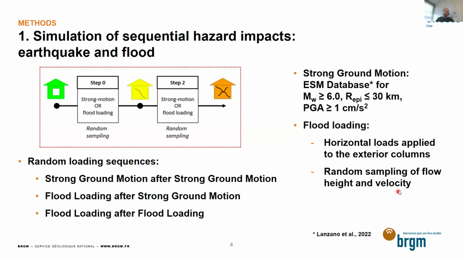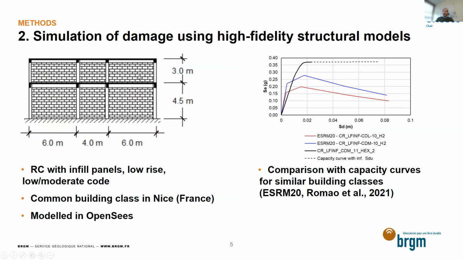In the case of flood loading, we applied hydrostatic and hydrodynamic loads on one side of the building, which were also random. Based on this scheme, we created 10,000 loading time histories, which we applied to a 2D model of a reinforced concrete building with masonry infills. This is a moderate code building, which is common in the area of Nice.